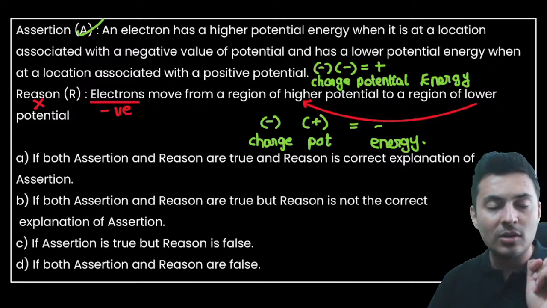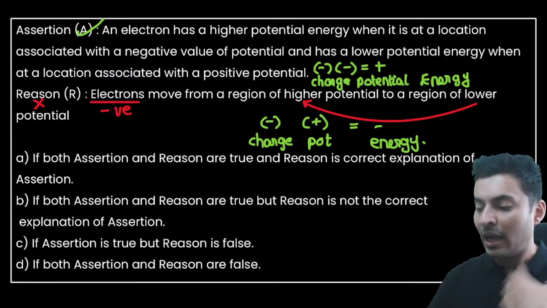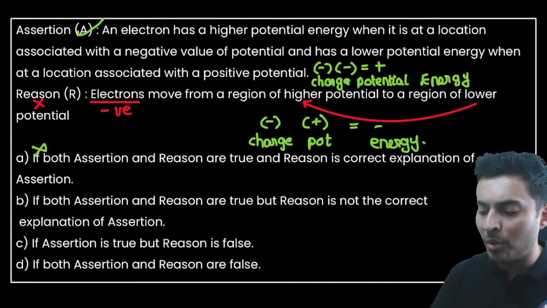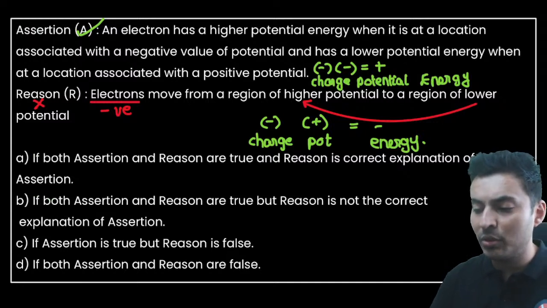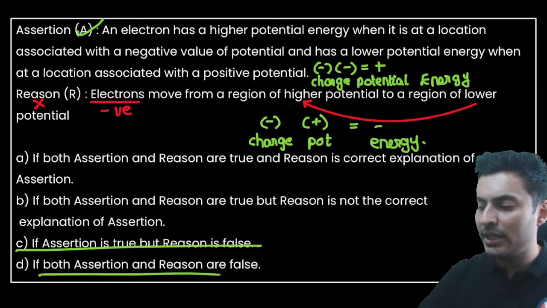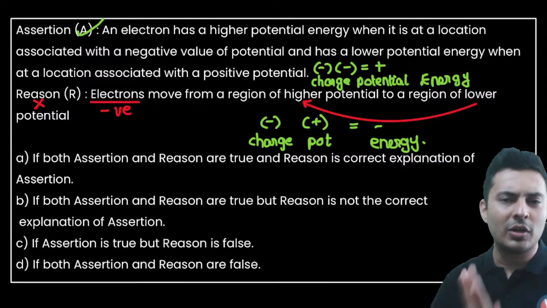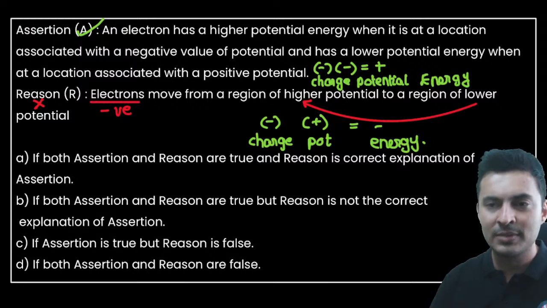That's why I saw the reason first, then I understood the reason alone is wrong. So immediately option A is wrong, option B is wrong. So I have eliminated those two options. Either C is correct or D is correct. Now you just have to see whether the assertion is correct or wrong. That's how you solve this.